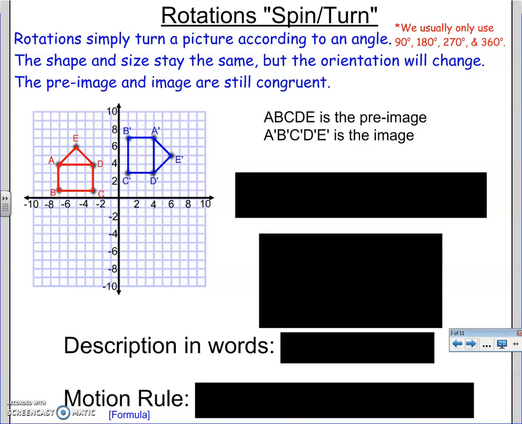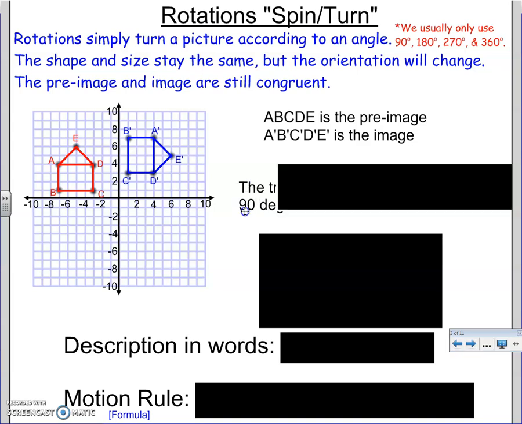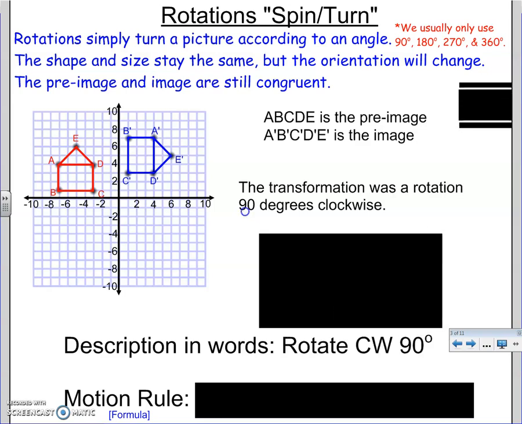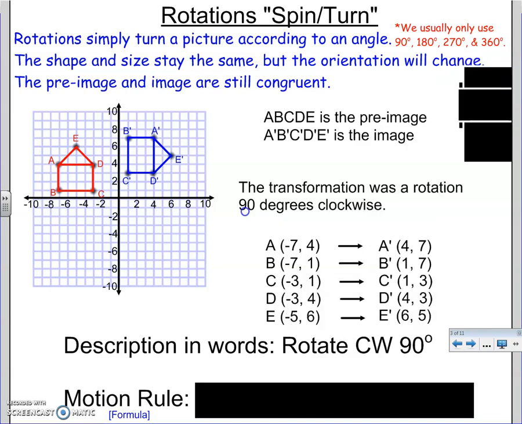So again, like before, A, B, C, D, E is the pre-image in red, A prime, B prime, C prime, D prime, E prime is the image in blue. So if you notice on our picture, this is a transformation. It's just a rotation 90 degrees clockwise to the right. In words, just rotate clockwise 90 degrees. If you find the points, A was at -7, 4, A prime turned into 4, 7. Then E started at -5, 6, E prime turned to 6, 5.